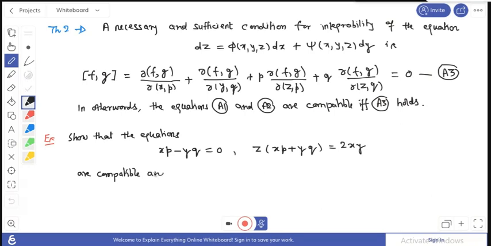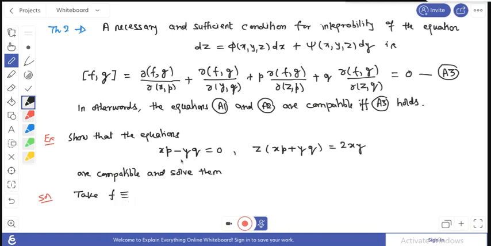Okay, if this is compatible, then the integrability condition exists, and then you find the solution. When you integrate this equation, you can easily find the value of z. So first you have to check whether it is compatible or not, and then solve this equation. Okay, so here we have to find what your f and g are. So we have to take what your f is.